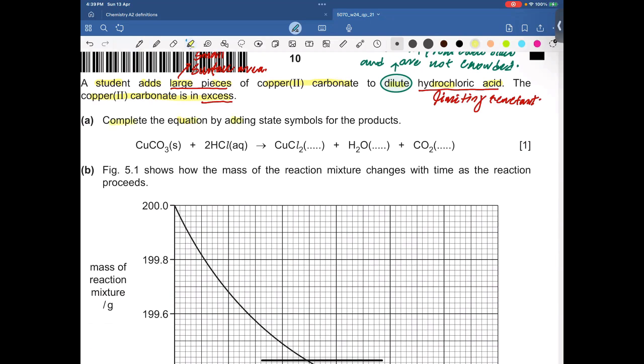Complete the equation by adding state symbols. Copper chloride is soluble in water. It has to be aqueous. Water is liquid, while carbon dioxide is a gas.